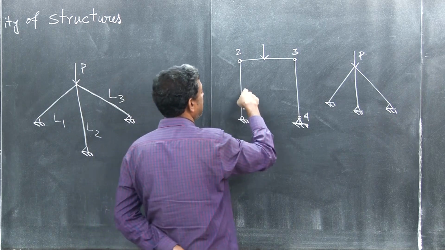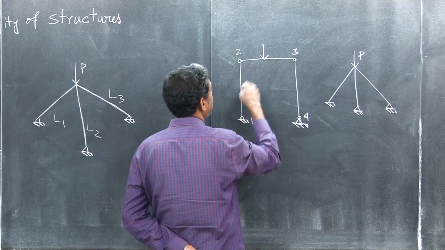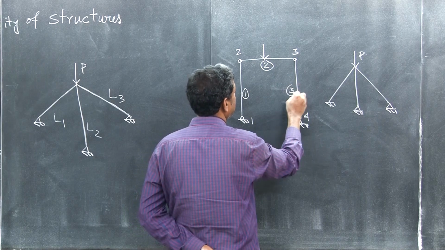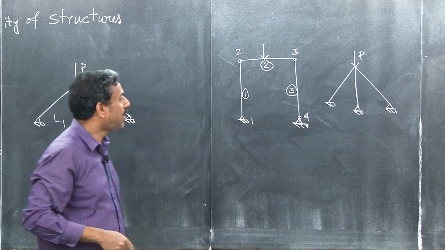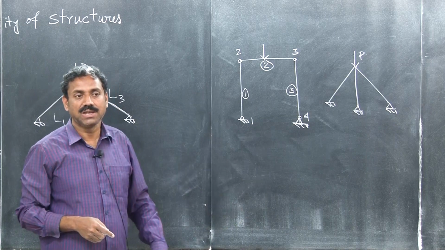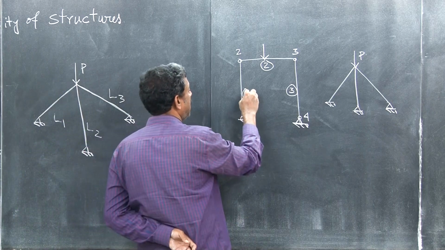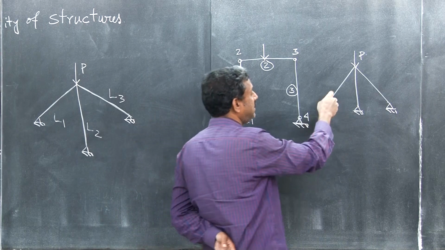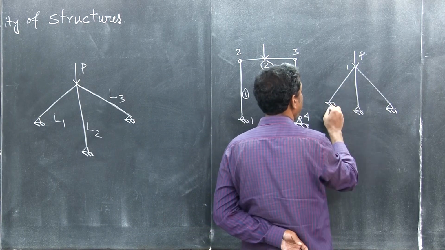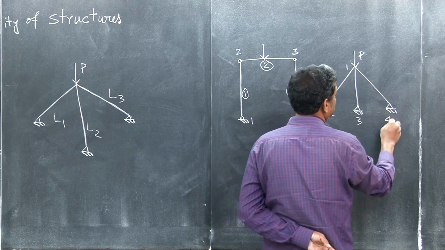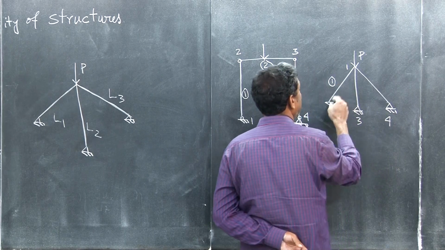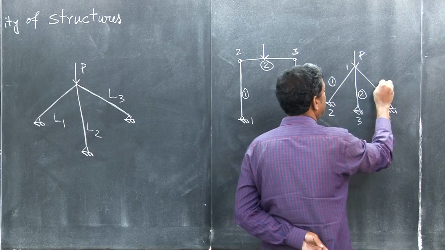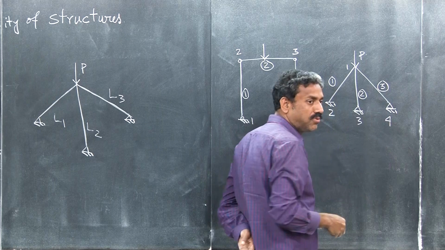Element connectivity: member 1 is connected between 1 and 2, member 2 between 2 and 3, member 3 between 3 and 4. In finite element literature, we call them finite elements, and this element is a beam column element, right. Here also similarly you can discretize it: node 1, node 2, node 3, node 4, and element 1 is connected between node 1 and node 2, element 2 between node 1 and node 3, element 3 between node 1 and node 4.